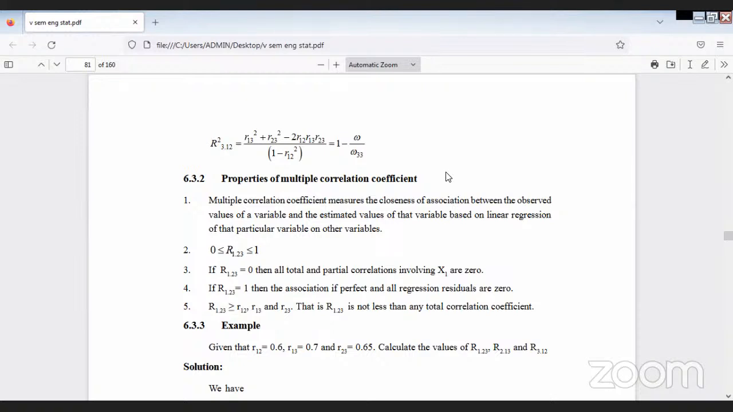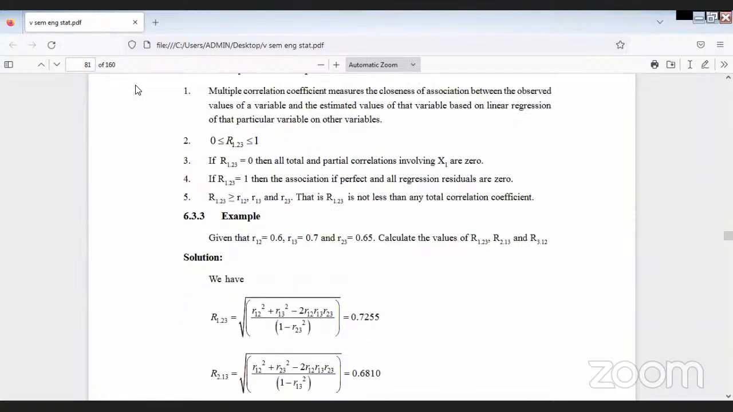It is greater than or equal to R12, R13, R23. So therefore R1.23 is not less than any total correlation. Already I told you in the earlier class. So that is the basic condition of greater than or equal to. So any total correlation coefficient we can take here, and then we can take the example here.